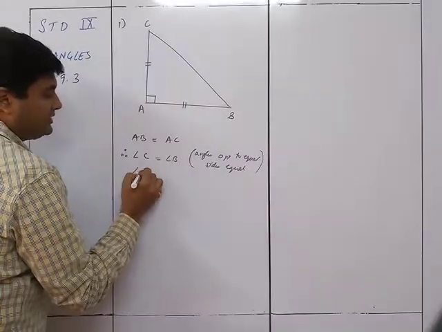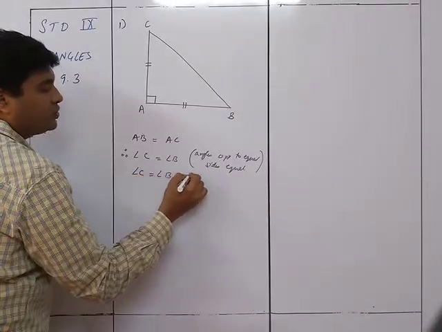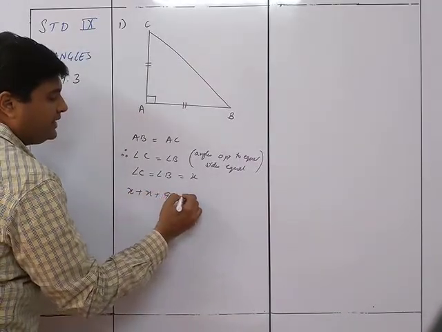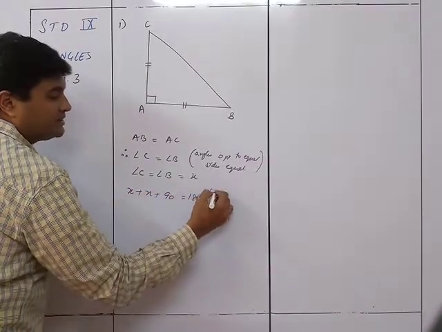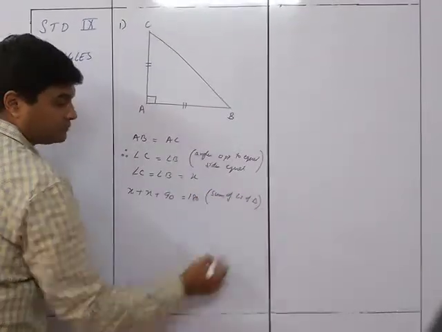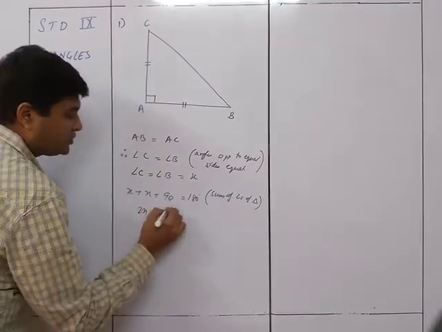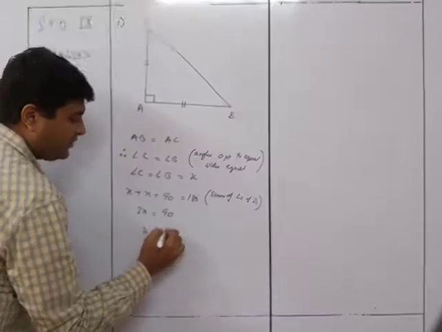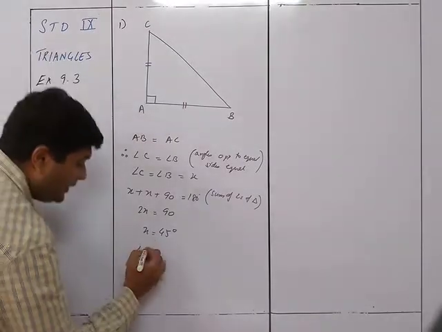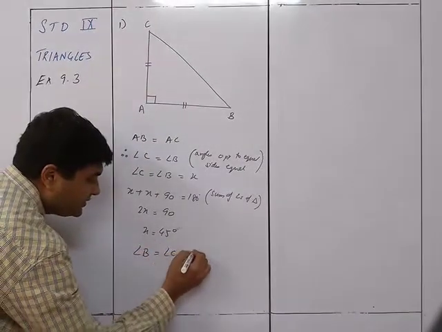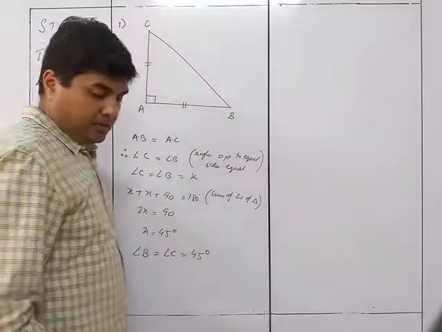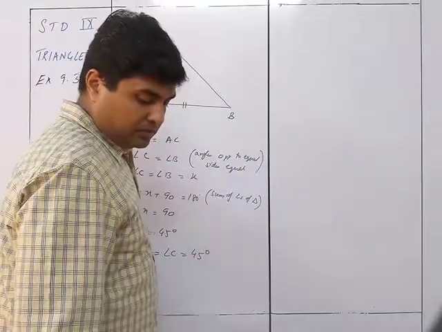Therefore let angle C is equal to angle B is equal to x. So now we have x plus x plus 90 degrees is equal to 180 degrees, sum of angles of a triangle. So we get 2x is equal to 90, x is equal to 45 degrees. Therefore angle B is equal to angle C is equal to 45 degrees. Very easy. We move on to sum number 3.